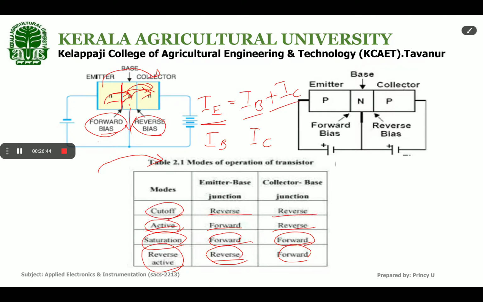Okay. If the emitter base junction is reverse biased and the other junction, the collector base junction, is forward biased, that is the opposite of the active region, then that is known as the inverted mode of operation or reverse active mode. It is also called the inverted mode of operation.